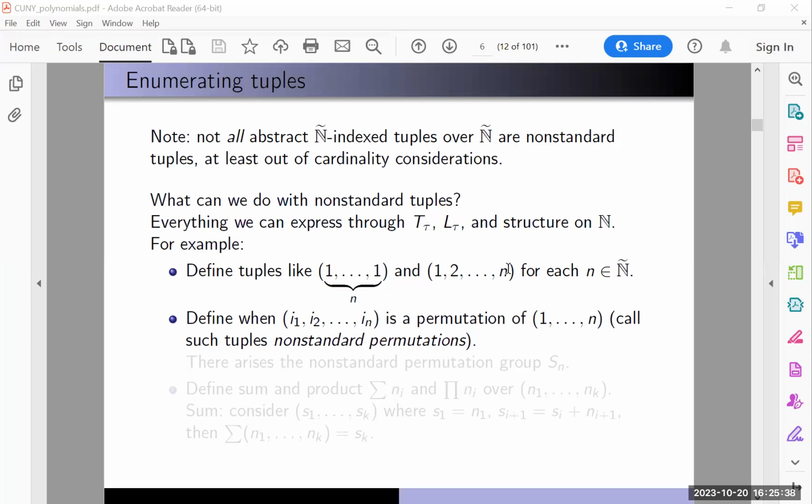Similarly, we can write a sentence that for every n, there is a tuple whose ith component is i. So now we have tuple 1, 2, 3, and so on.